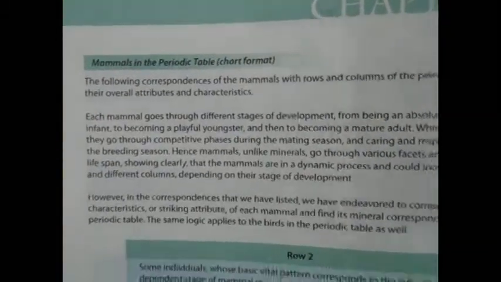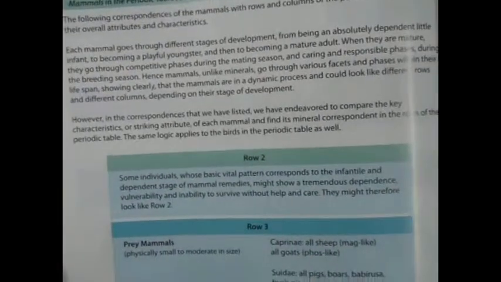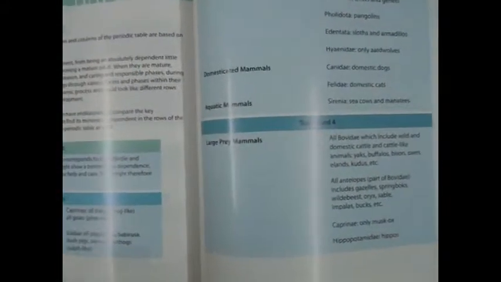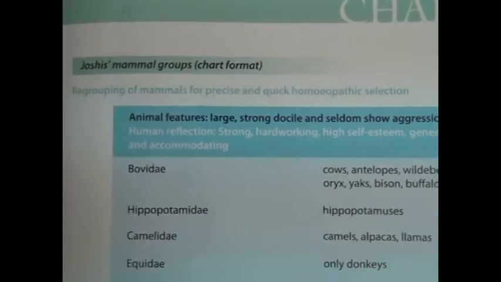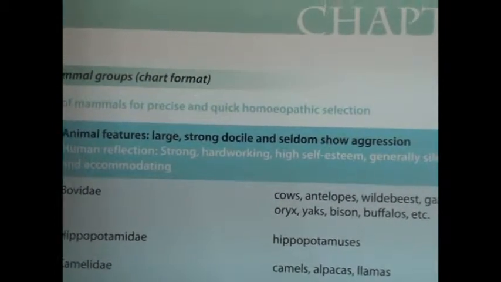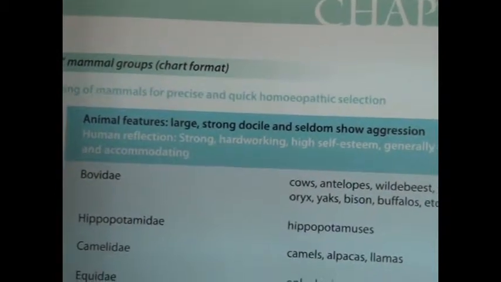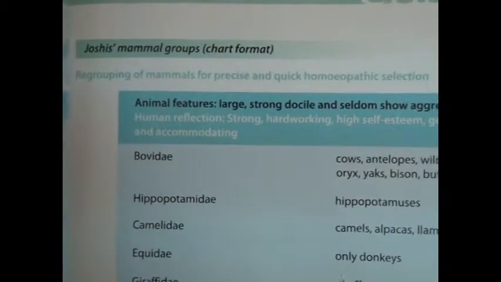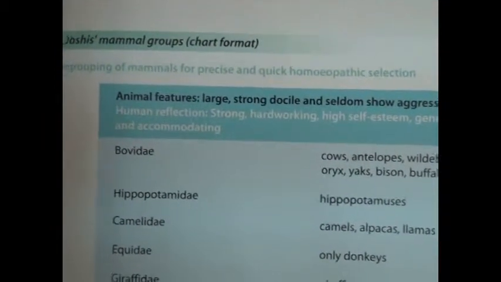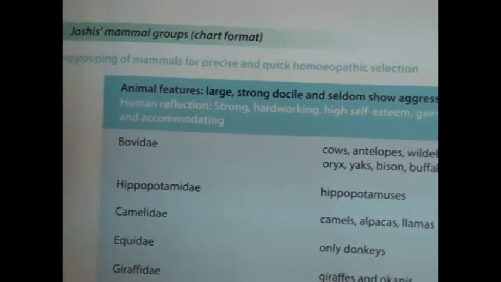Here you see mammals in comparison with the periodic table. In this book, we have stressed on mammals and birds. So you will see 2 specific chapters on only mammals and birds. This is a very interesting chapter called Joshi's mammal groups. In this chapter, we have given you animal features and human reflections, which means we have pointed out which animals compare to what human language.